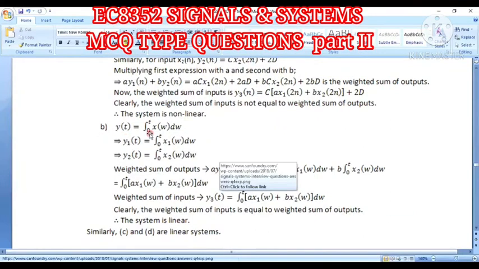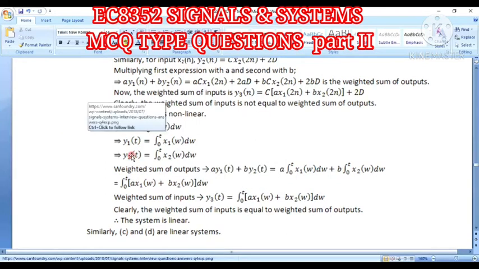Okay, see option B, y of t equal to integral 0 to t of x of omega d omega. First you have to take y1 of t for input x1 of t, y1 of t equal to integral 0 to t of x1 of omega d omega. For input x2 of t, y2 of t can be written as integral 0 to t of x2 of omega d omega. First, the weighted sum of output, which means multiplication by a and b. Then a into y1 of t plus b into y2 of t. You add these two expressions, so you get a into integral 0 to t of x1 of omega d omega plus b into integral of x2 of omega d omega.